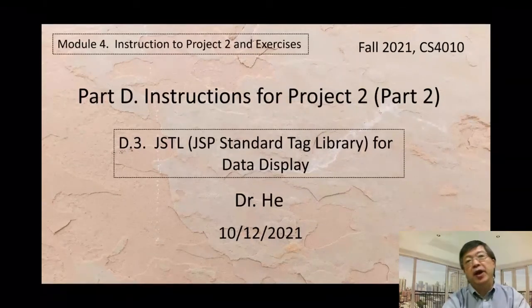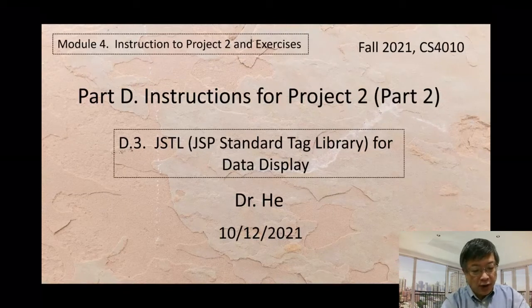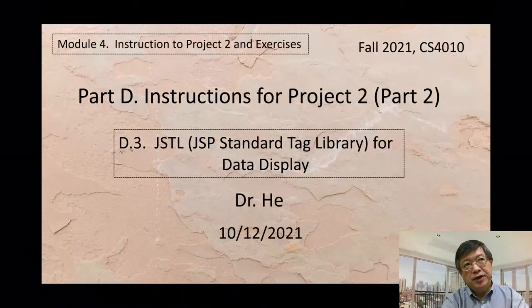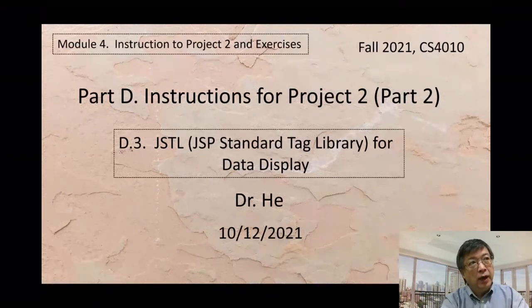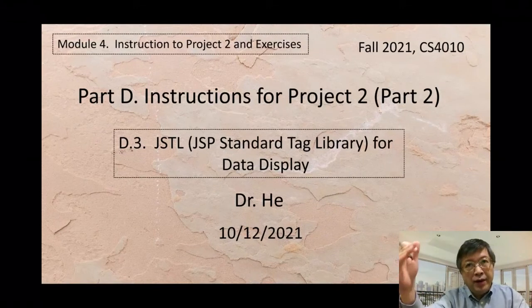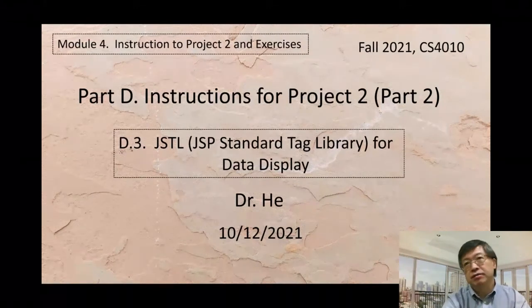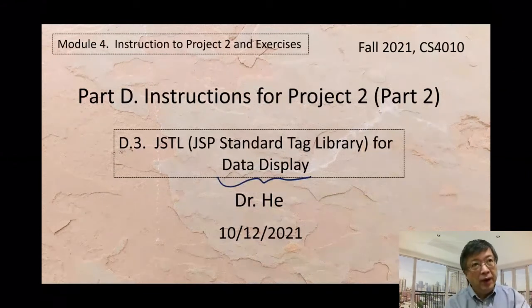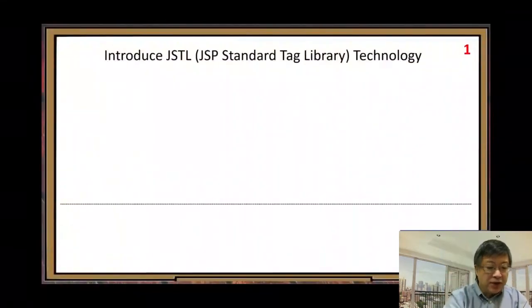JSTL for data display. In this part, I'd like to introduce a simple technology. It's pretty simple to use. It is called JSP Standard Tag Library. It is a pretty old technology, but still, it is quite useful. Many JSP programmers like to use this technology mainly for data display. We know the purpose of JSP is mainly data presentation. All right, so let us look at the basics of this technology.